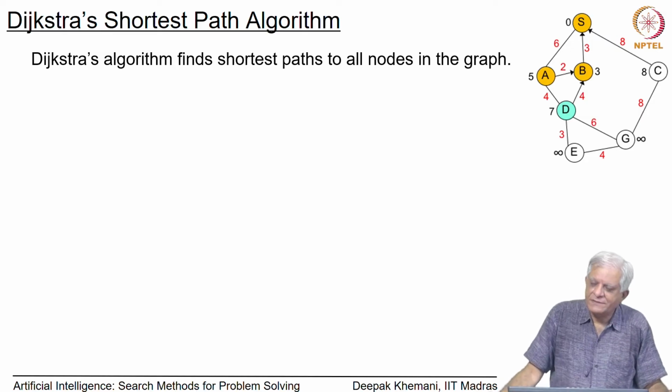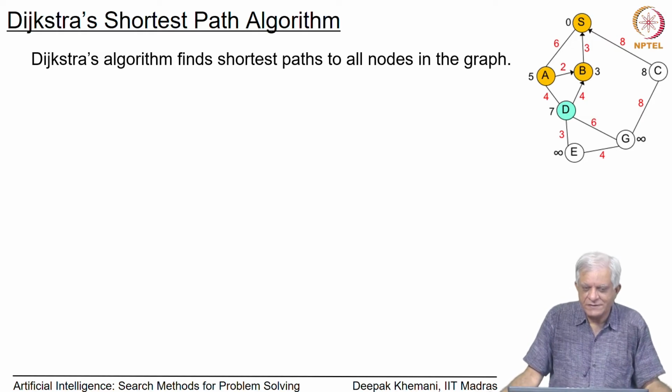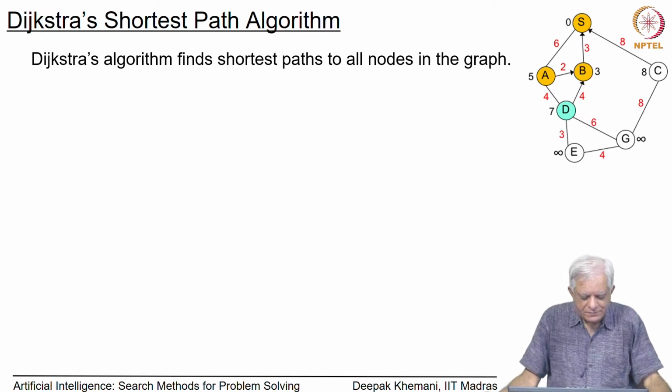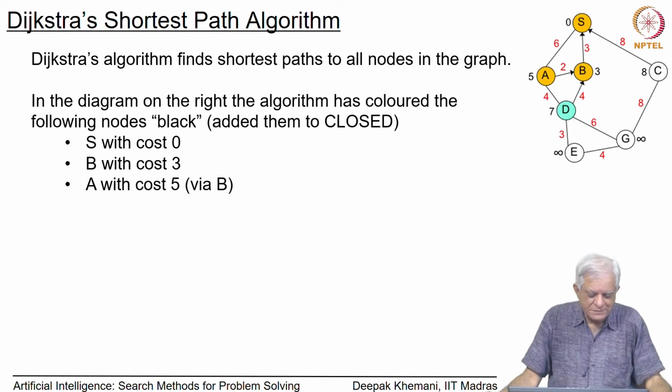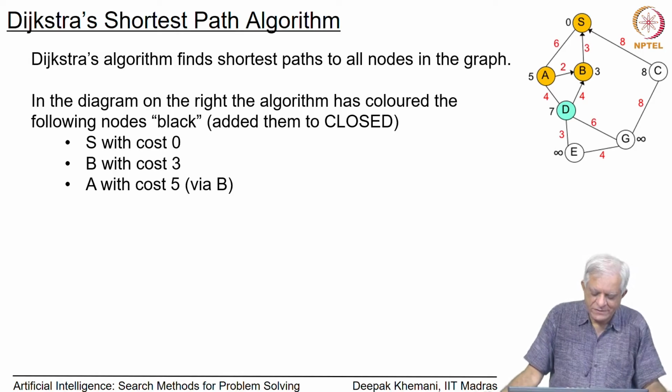Now, we had said that Dijkstra's algorithm finds the shortest path. We had not given a formal proof of it, but let us go through a slightly less formal argument about this. So, if you look at this situation here, at this stage the algorithm has colored the following nodes black. When we say black, that is because the algorithm uses the word black. In our diagrams, we have colored them orange. In other words, they have been added to the closed list essentially.